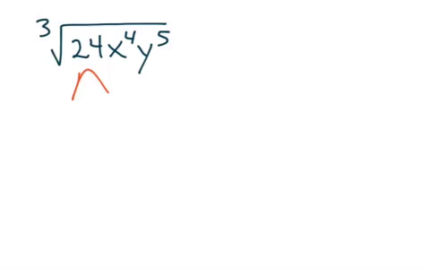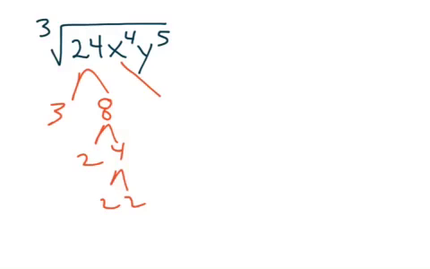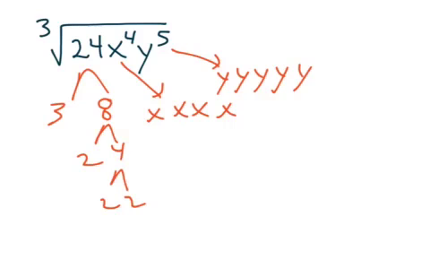How do I start out? I break everything down, right? So I hope you agree 24 is 3 times 8. 8 is 2 times 4. 4 is 2 times 2. The x to the fourth, of course, is x times x times x times x. And the y to the fifth is y times y times y times y times y. So hopefully you understand the definition of exponents, and we broke everything down, right?